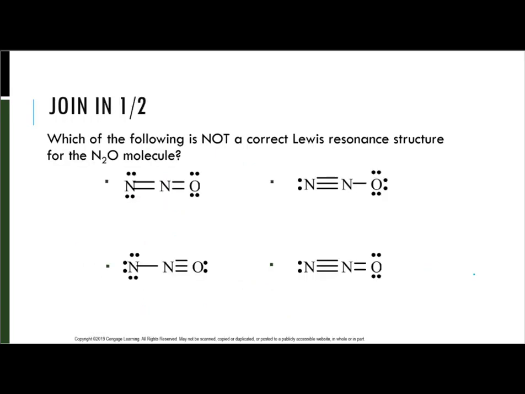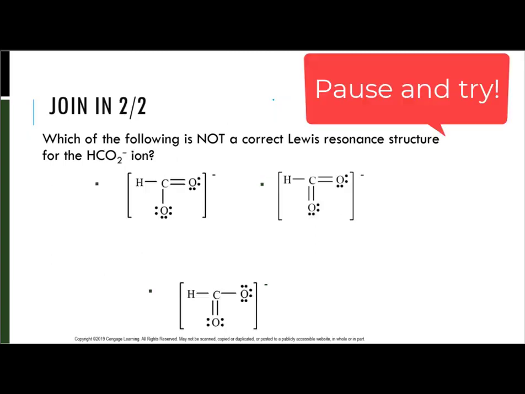Now, since we just did that, let's look at this join-in question. Which one is not a correct Lewis resonance structure for the N2O molecule? Hopefully you would look at this and say that this would be the answer, because this nitrogen cannot have 3 plus 2, 5 bonds, that would be 10 electrons. That would not work.